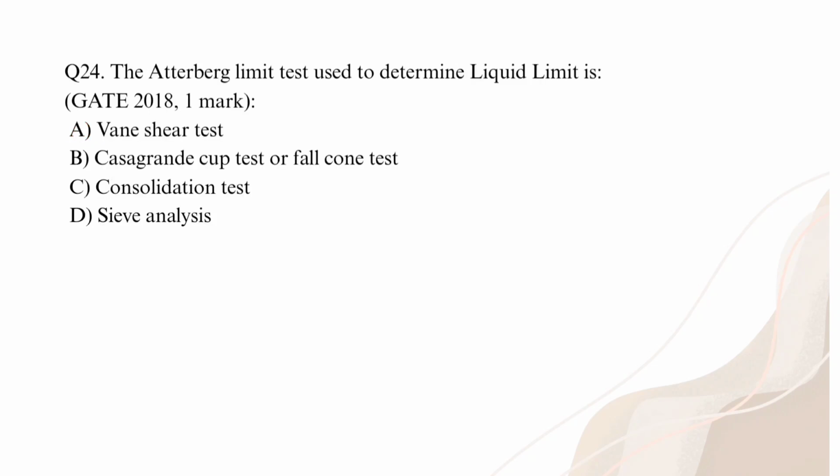The next is question number 24. The Atterberg limit test used to determine the liquid limit is. Options: A, Van-Schur test; B, Casagrande's curve test or fall cone test; C, consolidation test; and D, sieve analysis. And the correct answer is option B, that is Casagrande's curve test or the fall cone test.